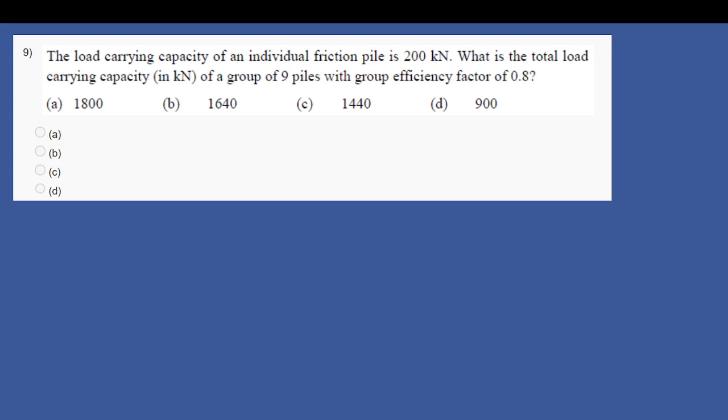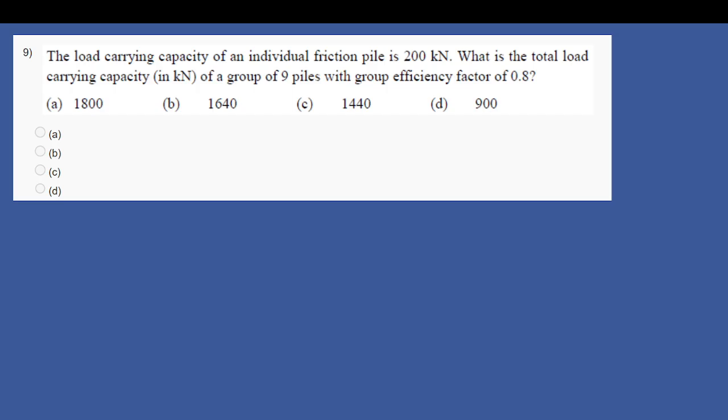Eta is equal to Q upon n into Q friction. 0.8 is equal to Q upon n, which is 9 into 200. So 9 into 200, divided, so it will be into 0.8. Sir, 1440 kilonewton. How much are you getting? C, 1440.